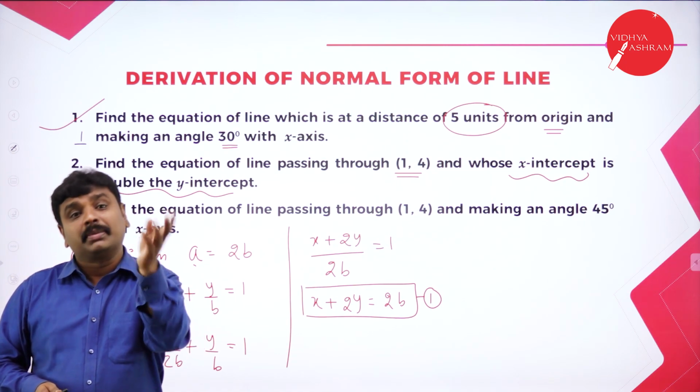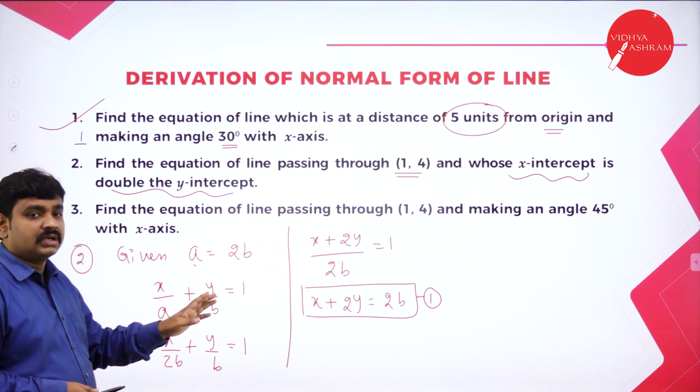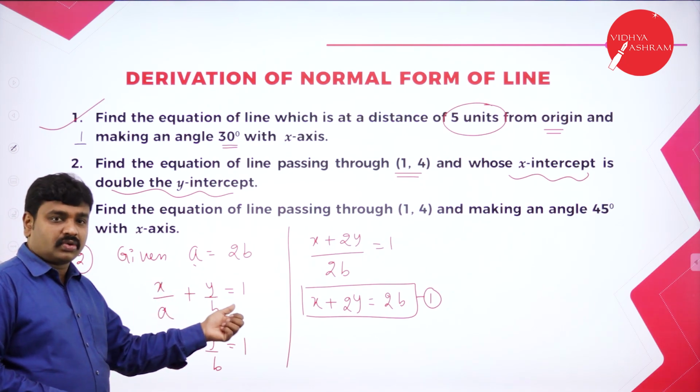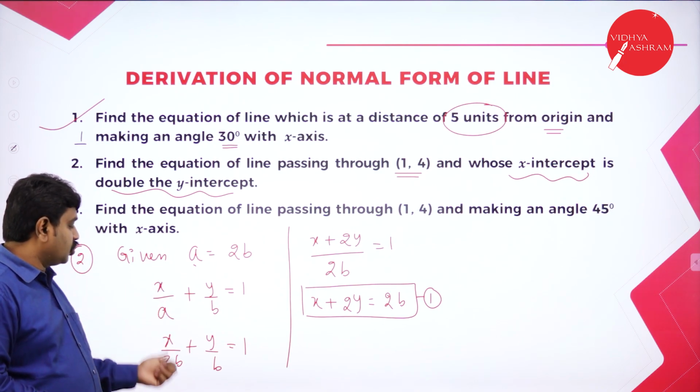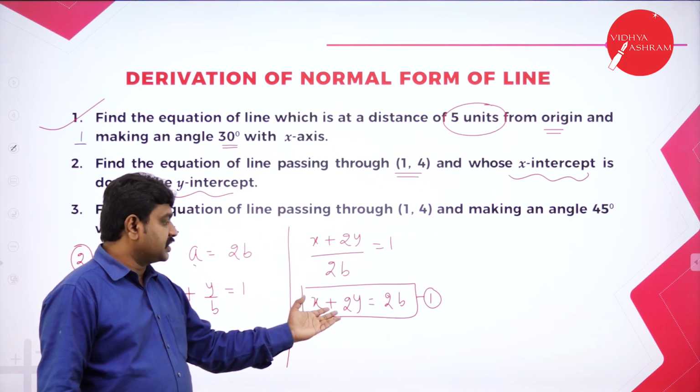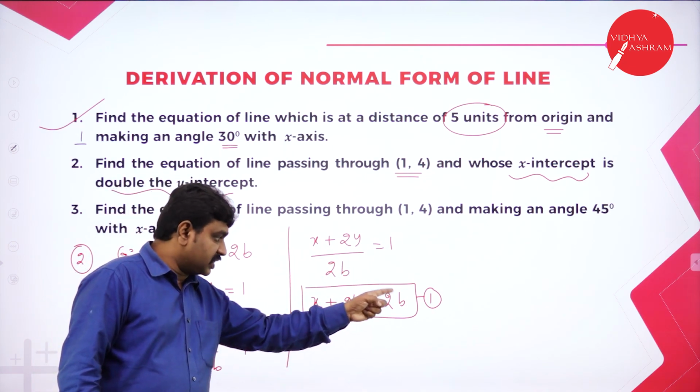So x-intercept is double the y-intercept, means a is 2b. Then write the intercept form of line. What is intercept form of line? x by a plus y by b equal to 1. In the place of a, put 2b. Then for 2b and b, LCM is 2b. Then rearrange and get this, and we got the answer, but there is an unknown.